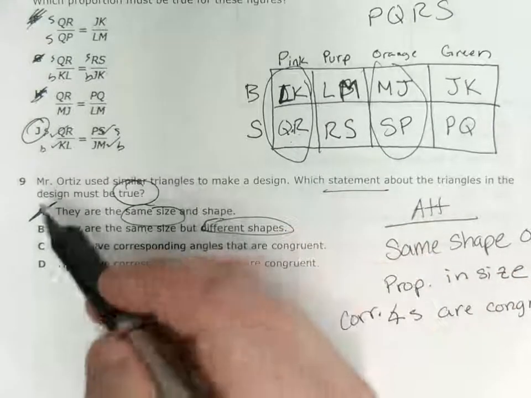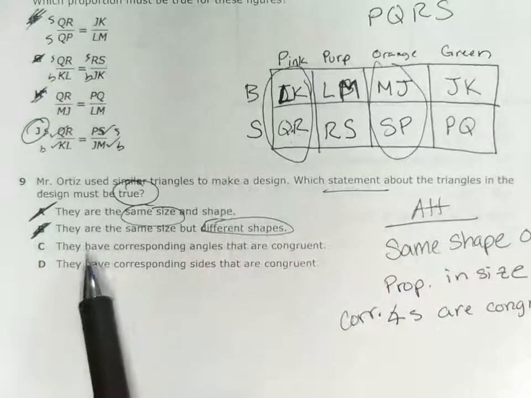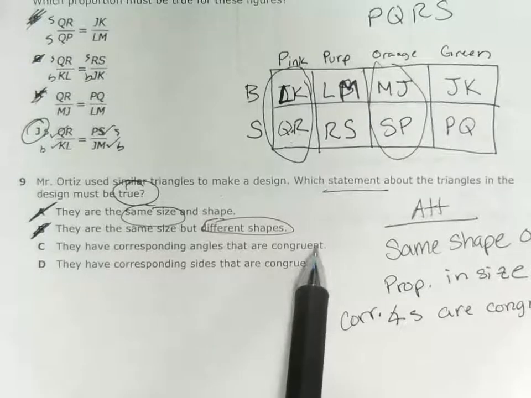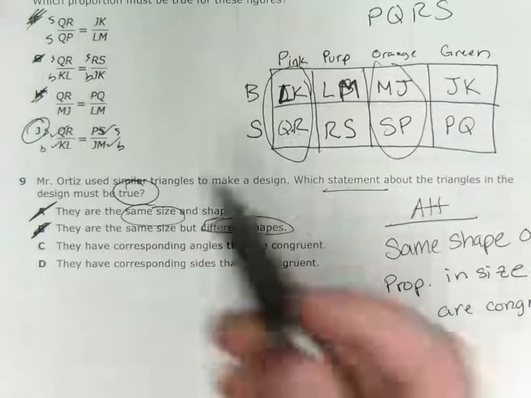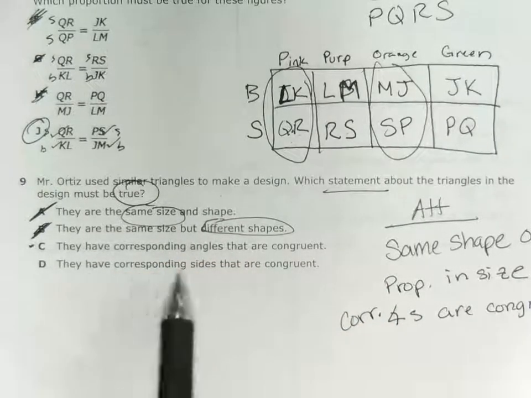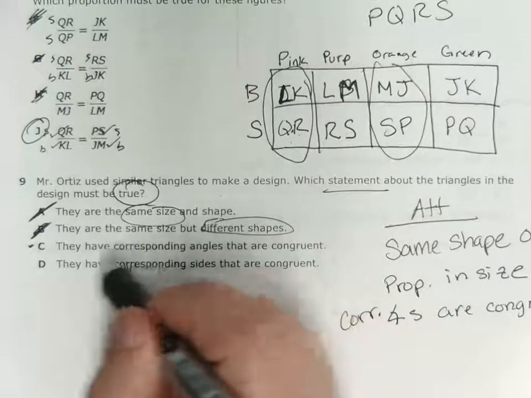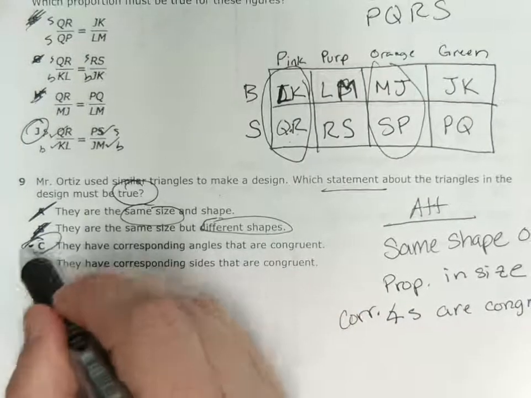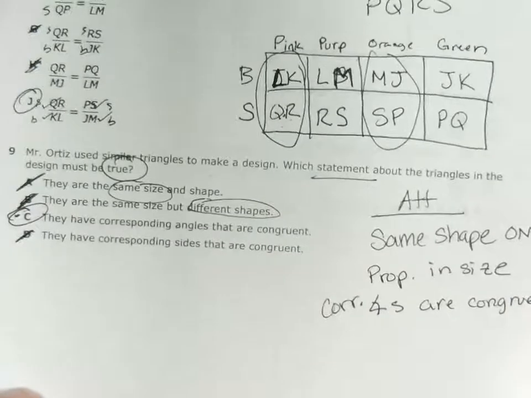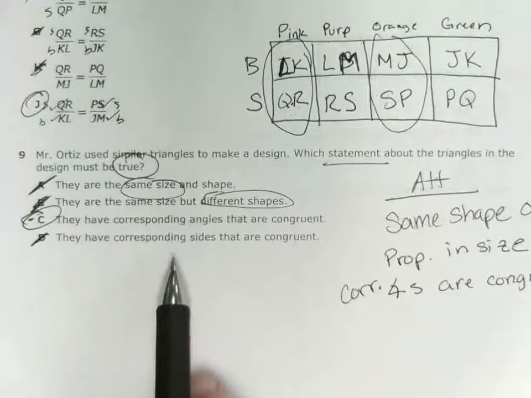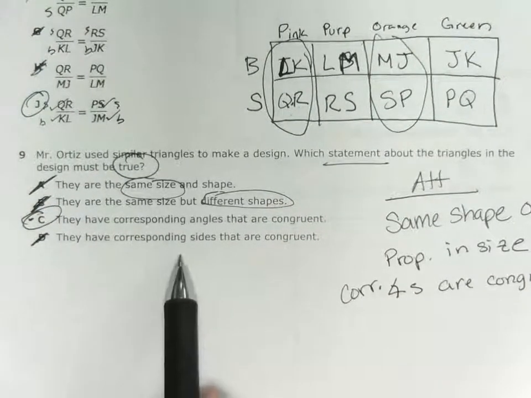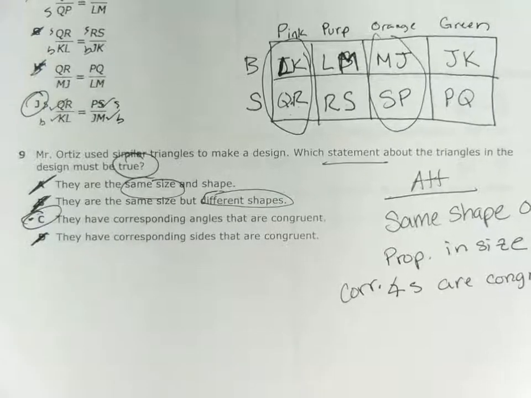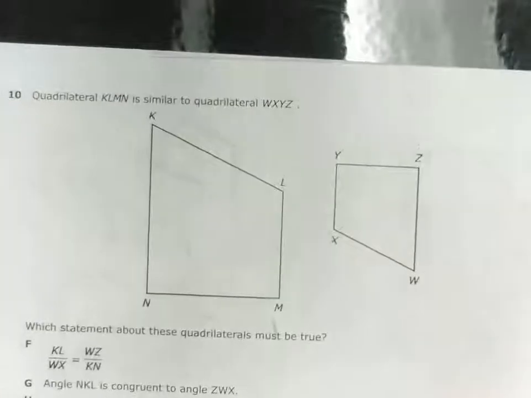They are the same size, but different shapes, and that's not true for both of them. They have to be the same shape in order for us to compare them, so we're going to take that one. They have corresponding angles that are congruent. Corresponding angles are congruent, so let's check that one. They have corresponding sides that are congruent, and that's not true. They're going to be similar, but not true. So that's C. If the sides were congruent, then that would mean they were the same size, and that doesn't work. Okay, last one.